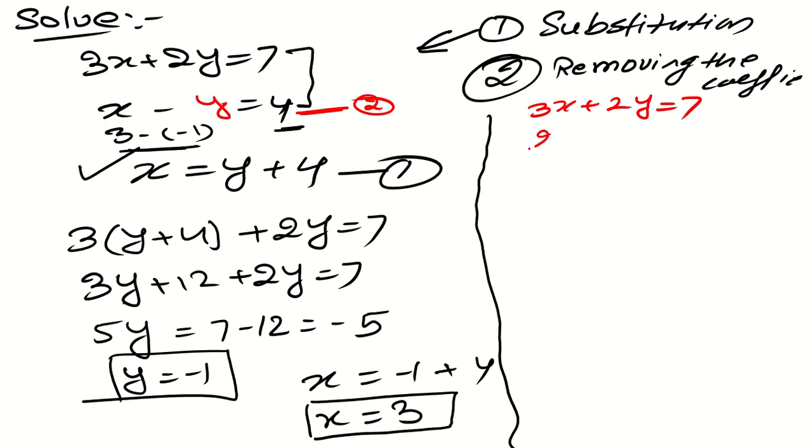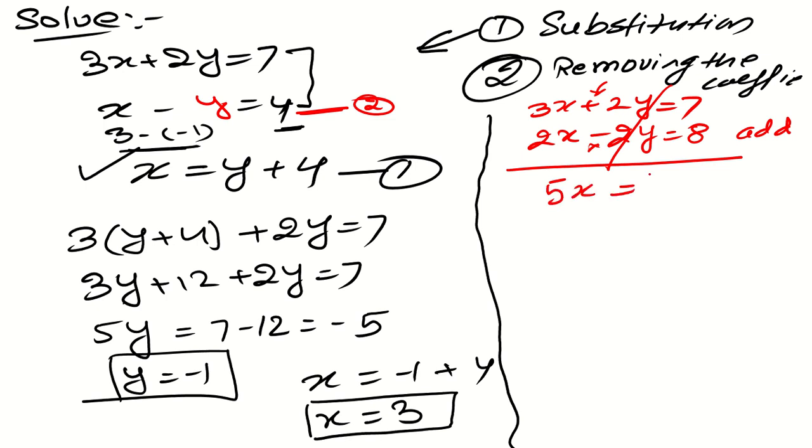So it will be 2x, because every term will be multiplied, minus 2y equal to 2 times 4, which means 8. Now you can see the terms we made equal are of opposite sign. One is positive, another is negative. So if they are of opposite sign, then add them. By adding, they will cancel out. 3x plus 2x will be 5x, 7 plus 8 will be 15. So x will be equal to 3. See, we are getting the same answer as before.